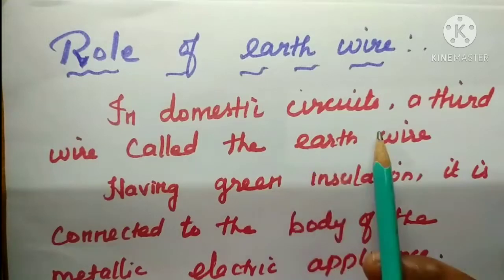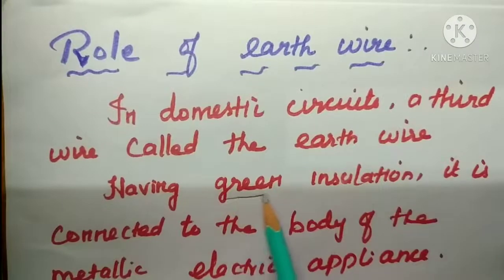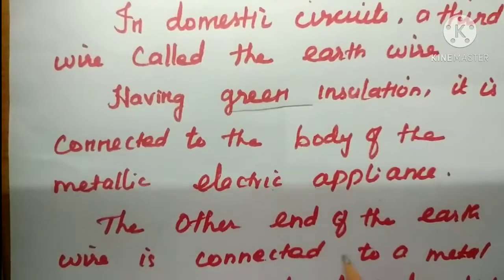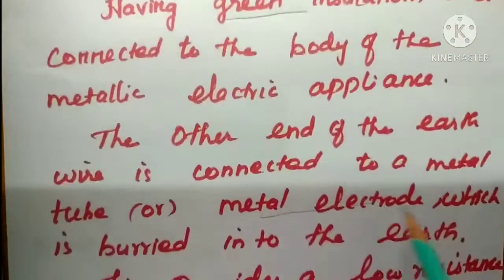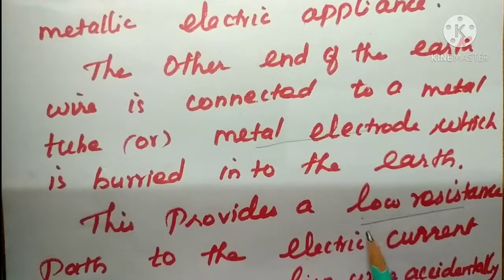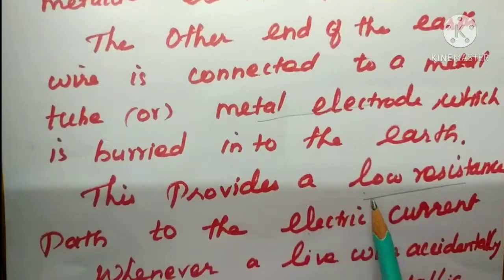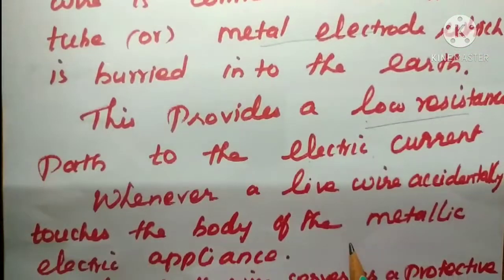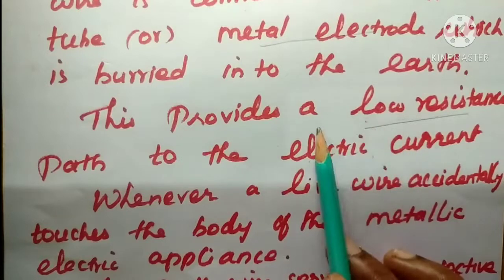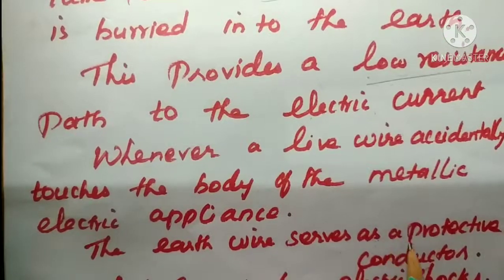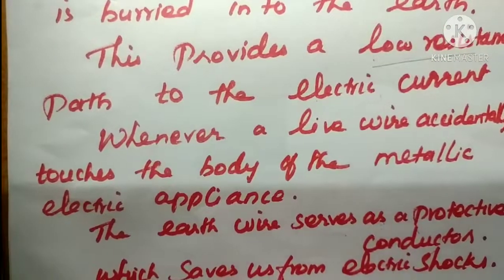What is the role of the earth wire in the domestic circuit? The third wire is called the earth wire. What color insulation? Yes, green color insulation. It is connected to the body of the metallic electric appliances. The other end of this earth wire is connected to a metal tube or metal electrode, which is deeply buried inside the earth, and it provides a low resistance path to the electric current. So whenever there is leakage of current on the appliances, the earth wire provides the low resistance path for that current. The current passes through the earth wire and goes to the earth. Whenever the live wire accidentally touches the body of the metallic electric appliances, this leakage of current is possible. At that time, the earth wire provides the low resistance path. The earth wire serves as the protective conductor, and it saves us from severe electric shock.